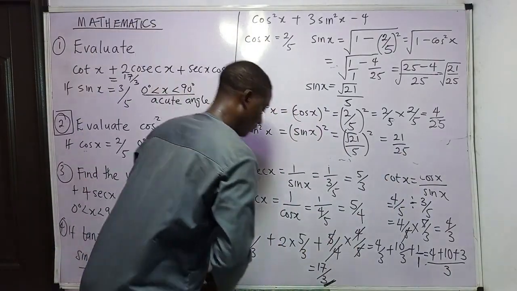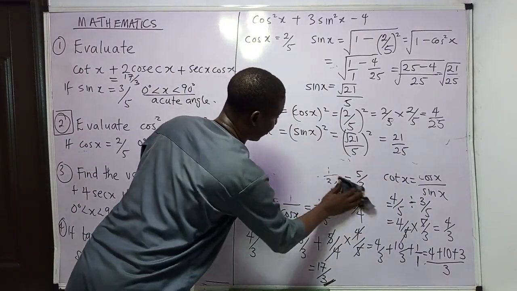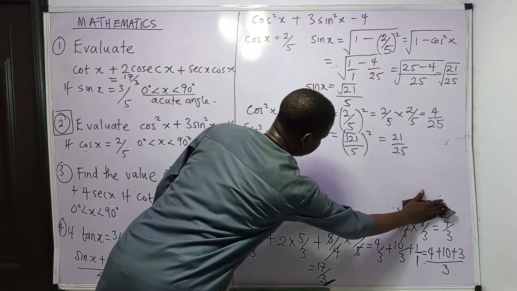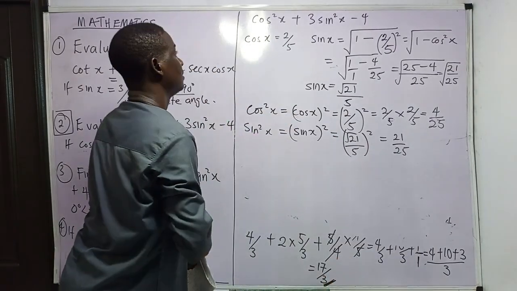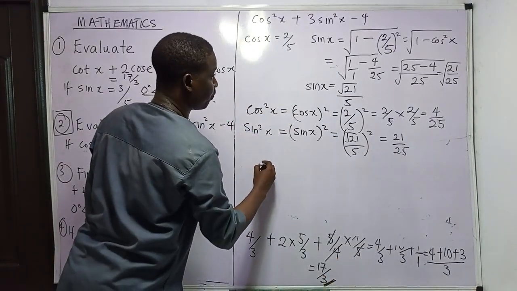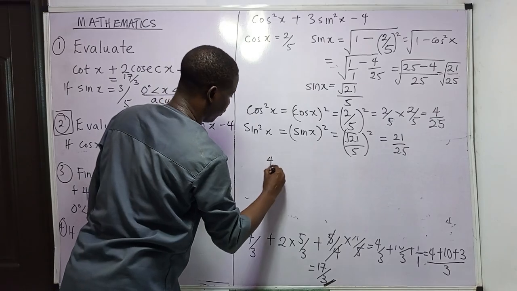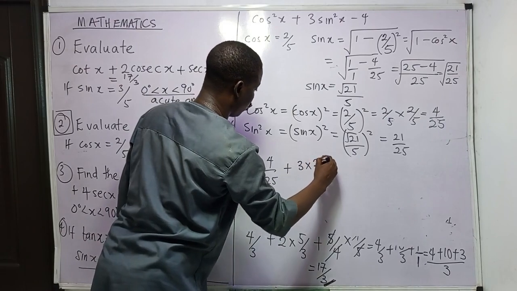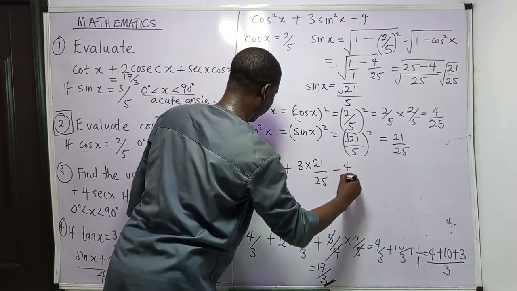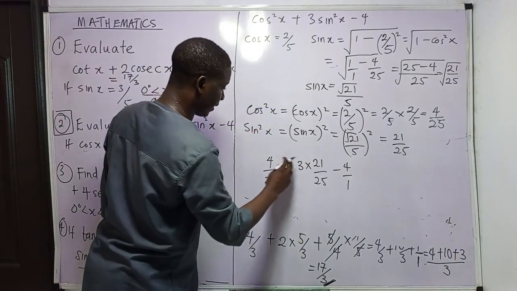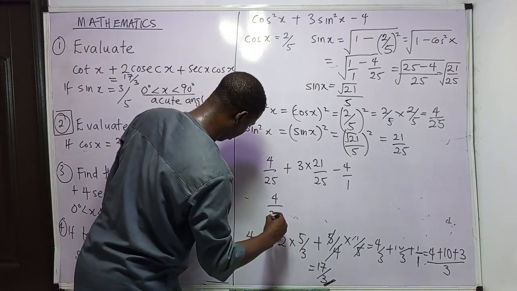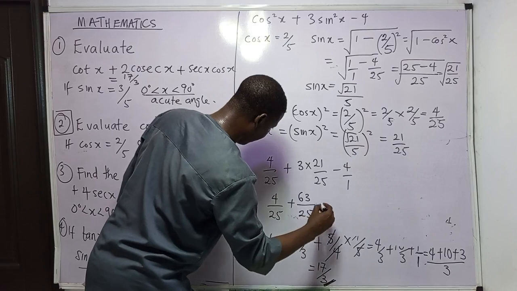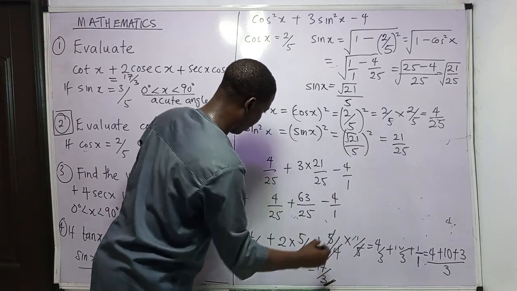So having done that, what we just need to do is to get our final answer. Let's get our final answer. That will give us what? This one is 4 over 25 plus 3 times 21 over 25 minus 4 over 1. So this will give us 4 over 25 plus 63 over 25 minus 4 over 1.